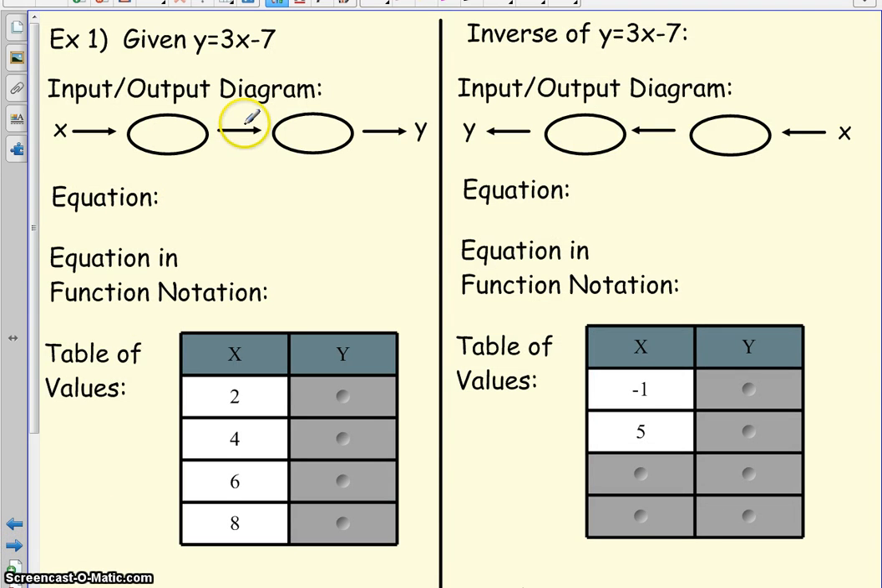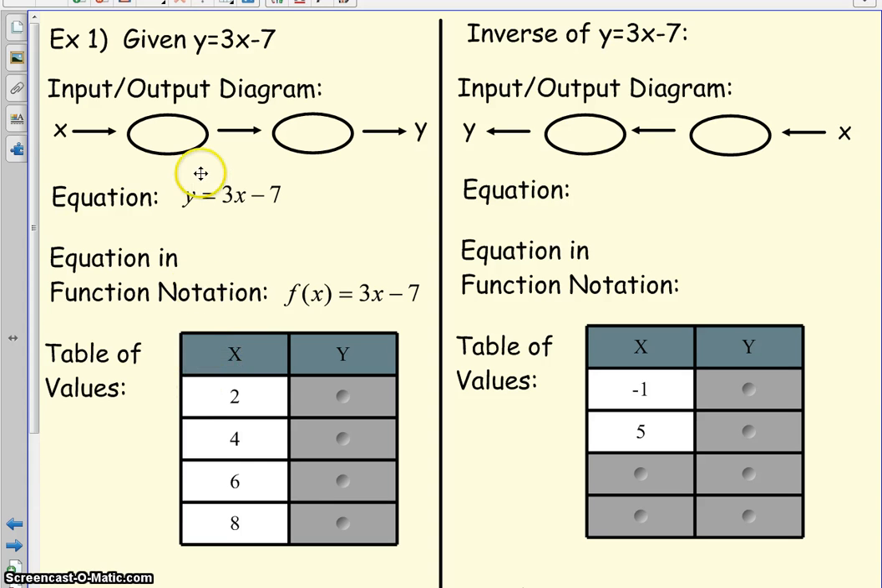Okay, so let's take a look at an example here. Let's start with a relatively straightforward line that we've seen lots of back in grade 9. We have y equals 3x minus 7, and we know the equation of that is simply y equals 3x minus 7, or in function notation we would have f of x equals 3x minus 7.